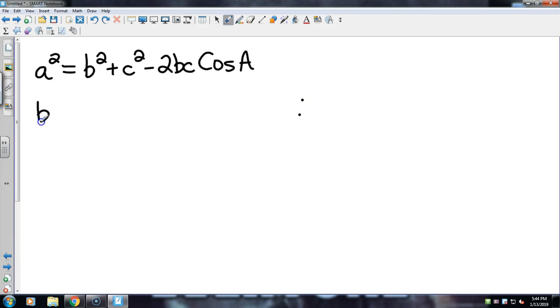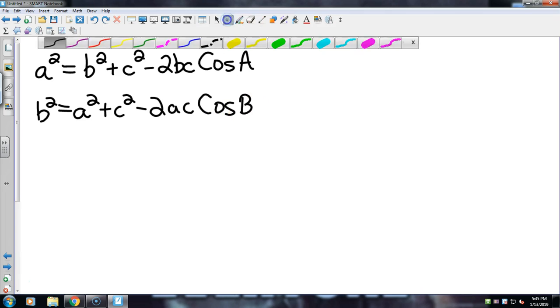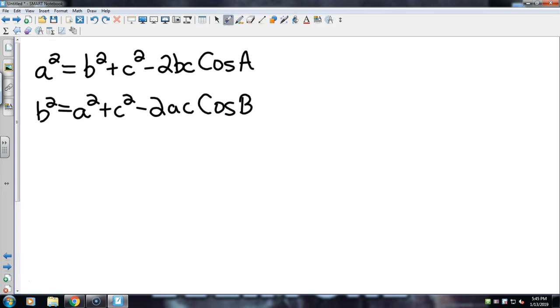Our second choice would be b squared equals a squared plus c squared minus 2ac cosine of B. And then our last one is c squared equals a squared plus b squared minus 2ab cosine of C.